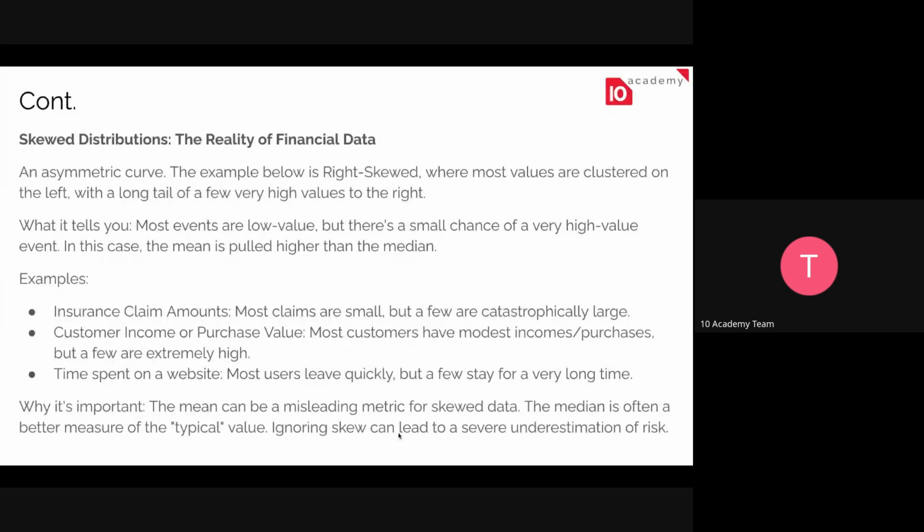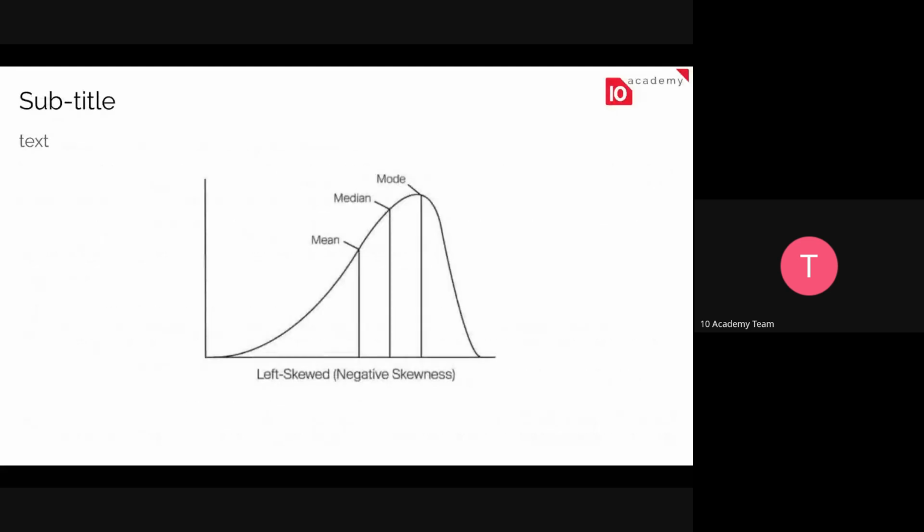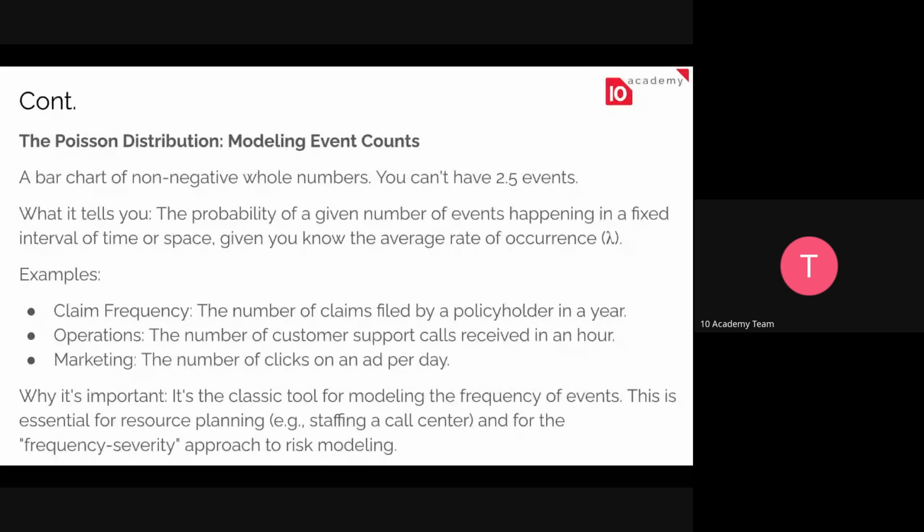So why is it important? The mean can be a misleading metric for skewed data. So the median is often a better measure of the typical value. The skew can lead to severe understatement of things. Like I said, if you ignore the distribution or the shape of the data, it can lead to severe underestimation of the risk. So, yeah. Okay.